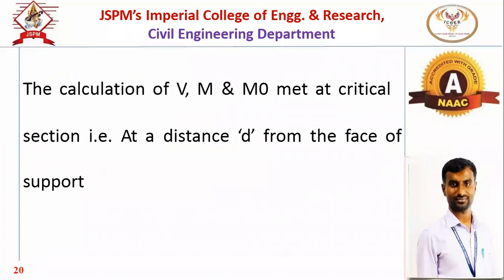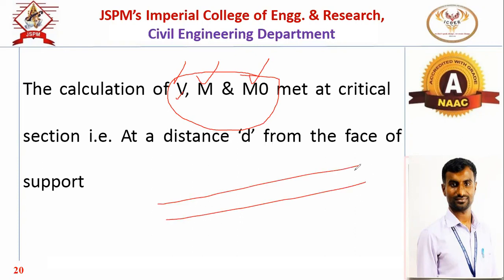Okay. Now the calculation of V and M naught at the critical section. Here we have to find out V and the moment where stress is zero. So V and M naught, we have to find out at a critical section at a distance D from the face of support. Okay, suppose this is the support for a section.